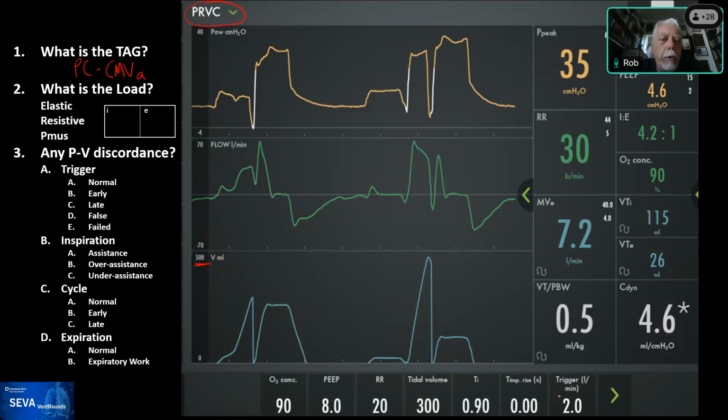Just to clarify what you said about identifying the trigger variable, in this case, the orange or yellow waveform turned white, indicating a pressure trigger. If it had been a flow trigger, you'd see that the green waveform would turn white. Excellent. Great point. Thank you, Roberto.